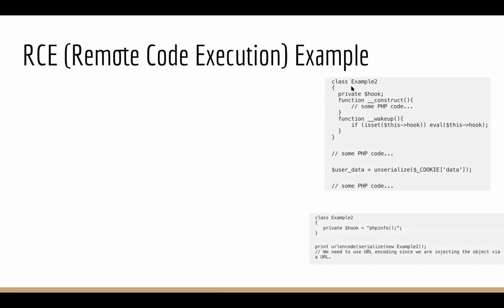So we have here an example two, which is a class. We have the private hook, and we override the wakeup function. In the wakeup function, it's basically saying if this hook exists, if you can get the hook, then evaluate the hook property of example two. Then it's going to unserialize the data element from cookie, and cookie is an example two type of object.